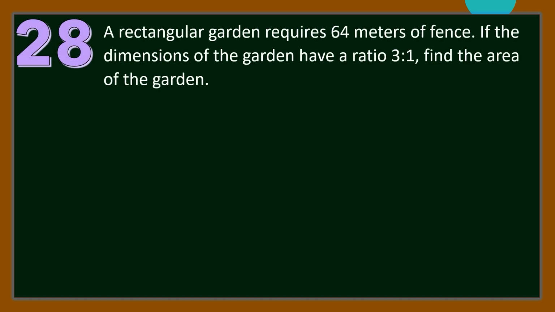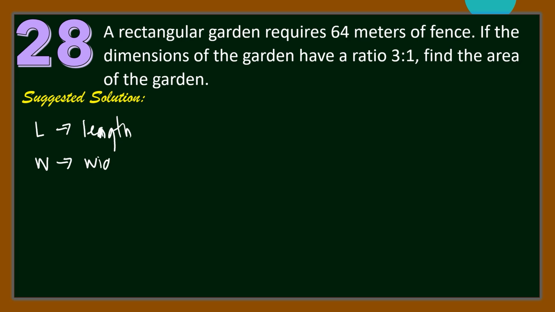Number 28. A rectangular garden requires 64 meters of fence. If the dimensions of the garden have a ratio 3 to 1, find the area of the garden. For our suggested solution, let L be the length of the garden and W be the width of the rectangular garden. Then the area is equal to length times the width.